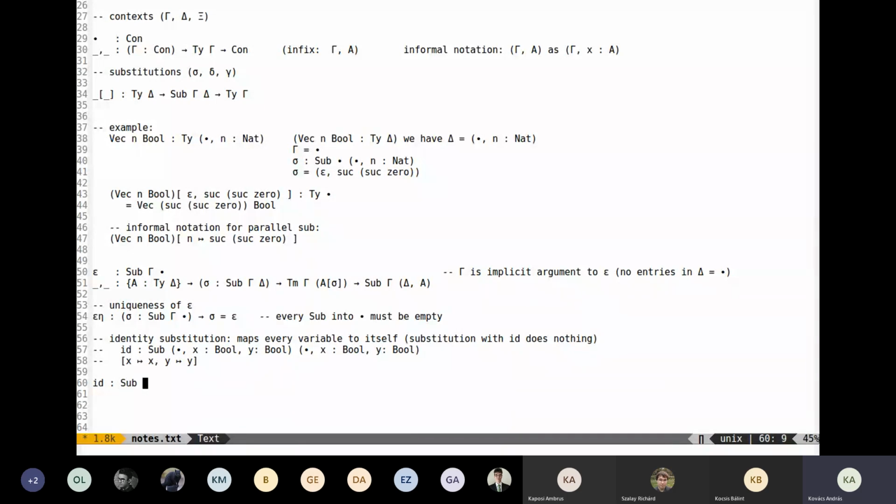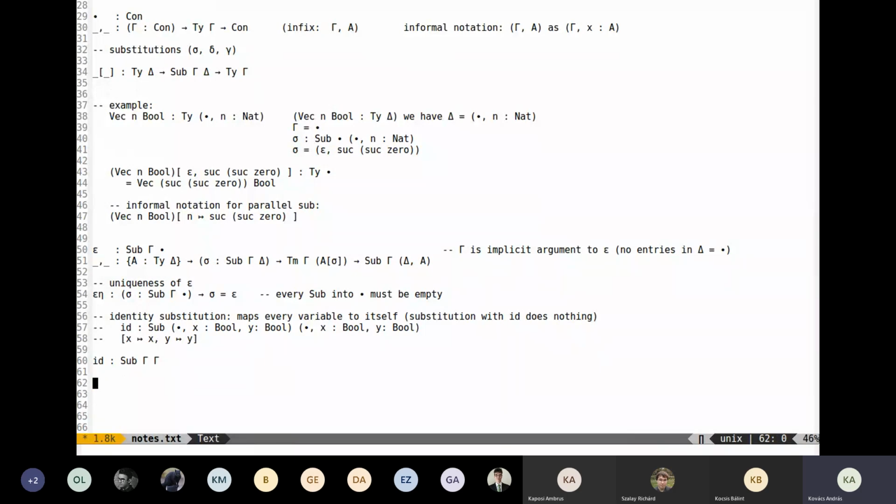So we have ID, which is a substitution from gamma to gamma for any arbitrary gamma. And we also add the rule that the type substitution with ID does nothing. So this is the name of the equation, and the equation says that for any type A in gamma, A substituted with ID is equal to A.